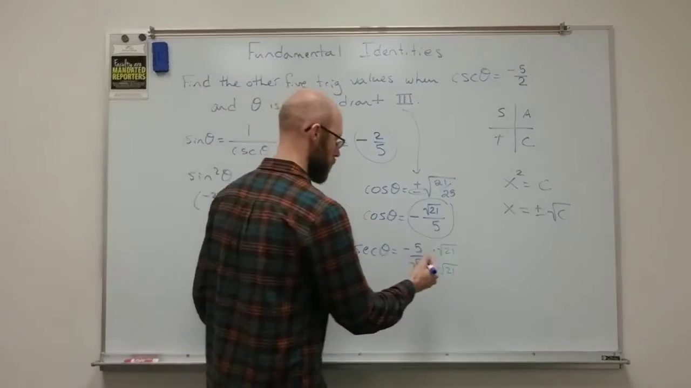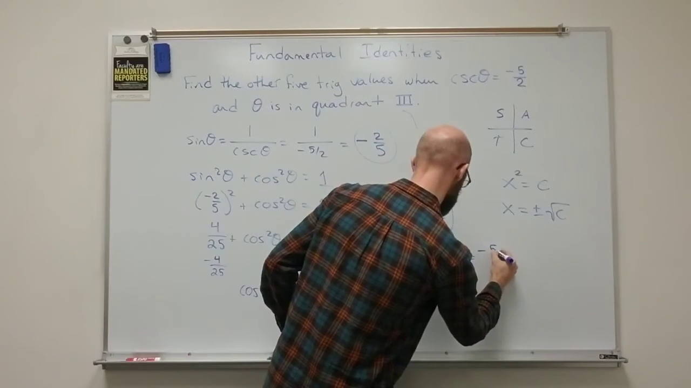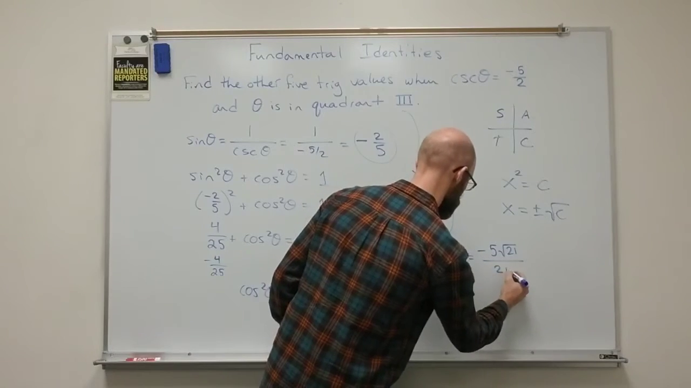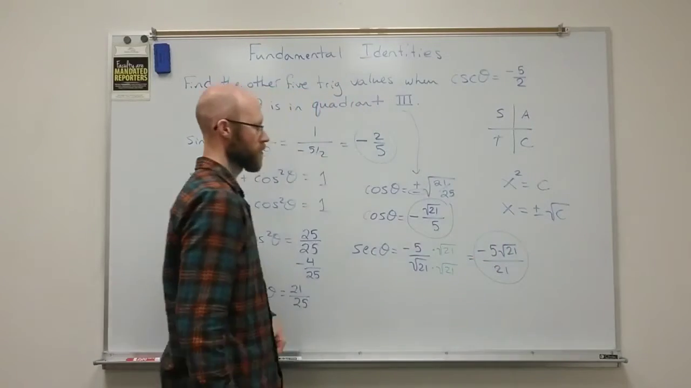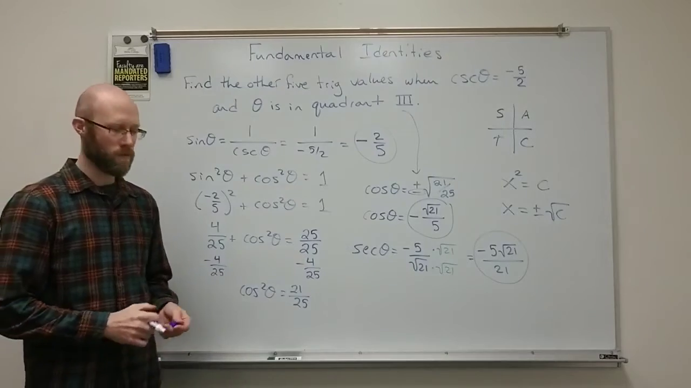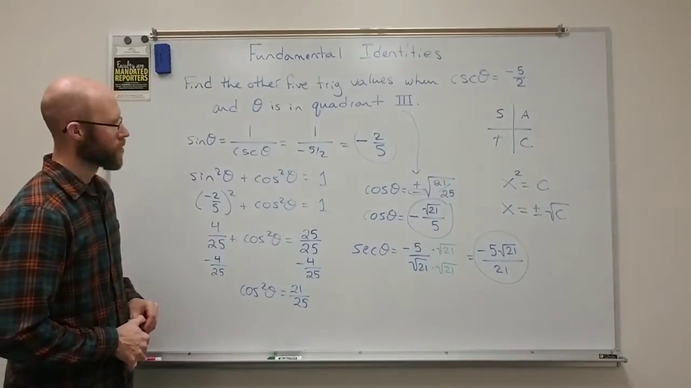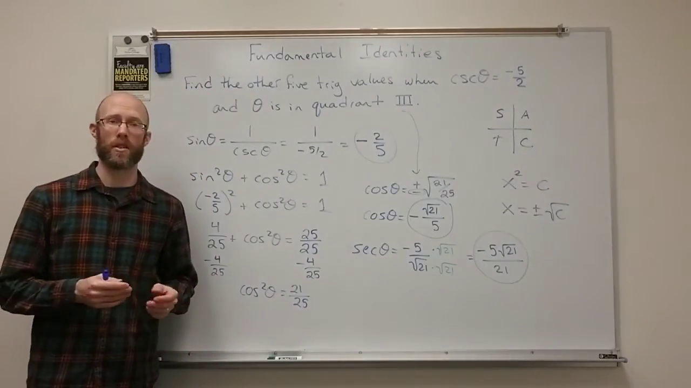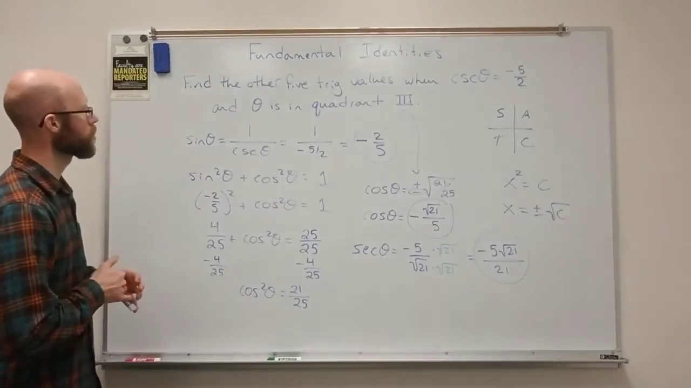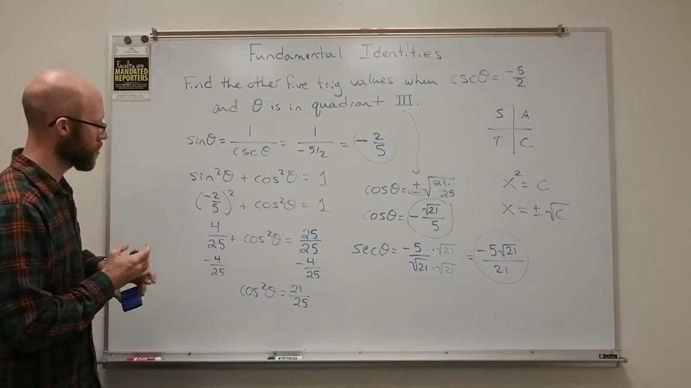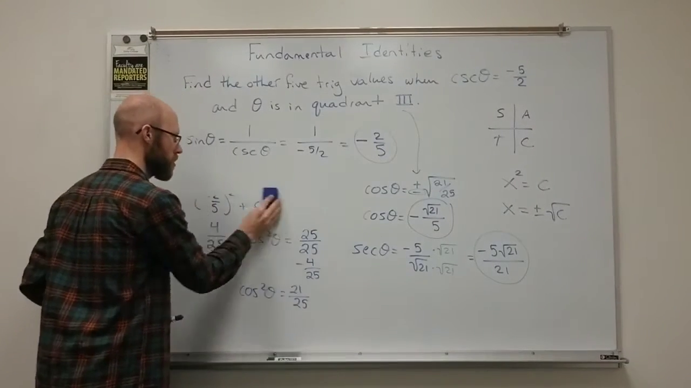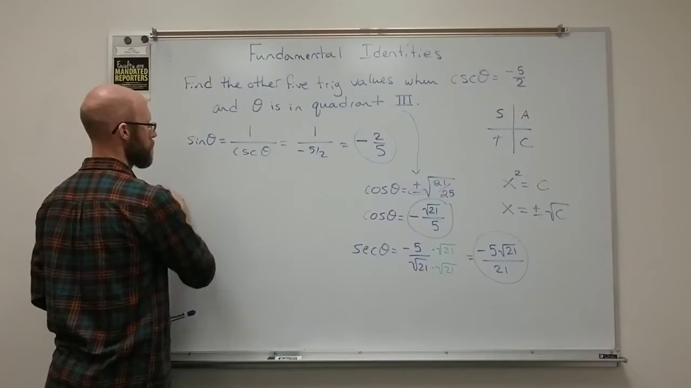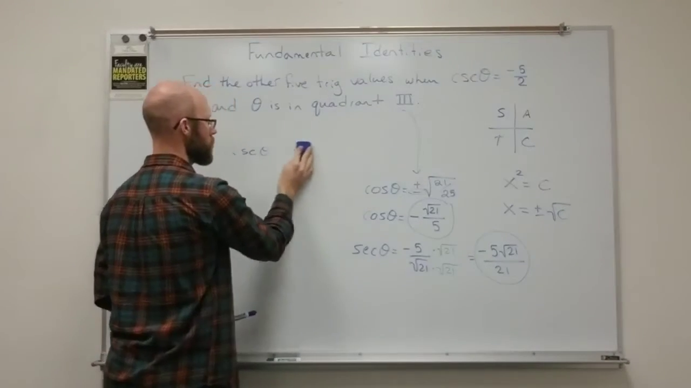And that will give me for the secant -5 times the square root of 21 all over 21. Okay, so there's our secant value. So that gives me, what, 3 of my values. I still need the tangent and the cotangent. Utilizing our fundamental identities for the tangent and the cotangent, you could potentially use Pythagorean identities.